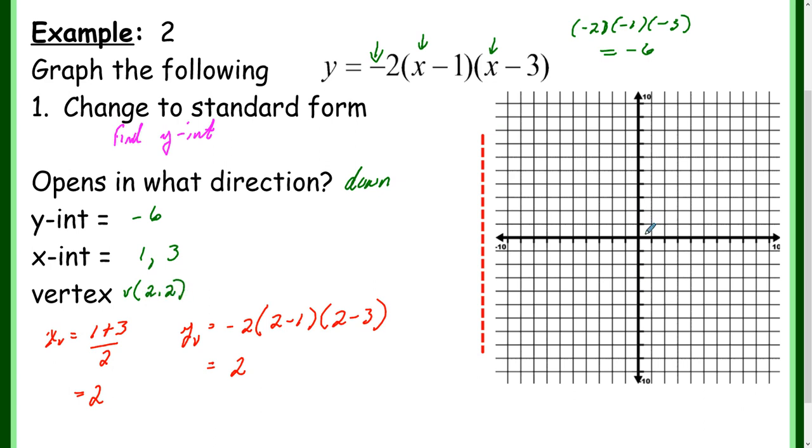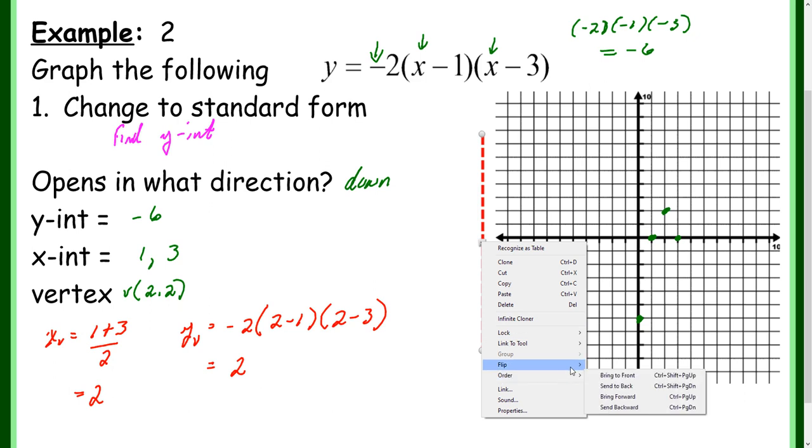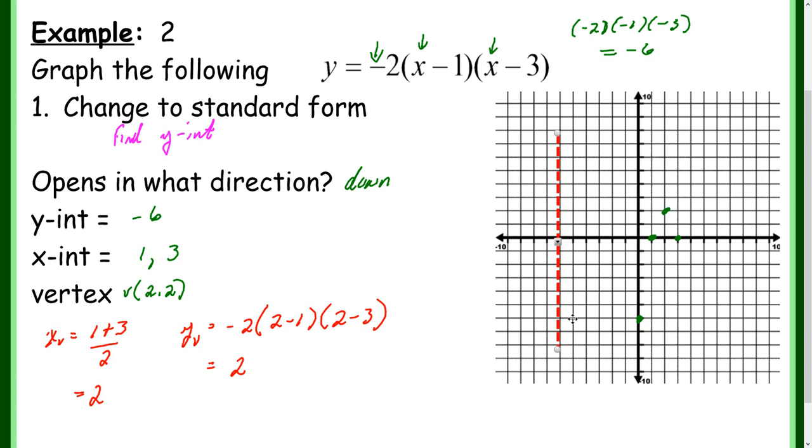Okay, so we can plot all our points. Our vertex is at 2 and 2, which is going to put us there. Our x-intercepts are going to be 1 and 3. Our y-intercept is going to be -6. 1, 2, 3, 4, 5, 6. Our axis of symmetry, I'm going to bring this to the front as well. It's going to go there.